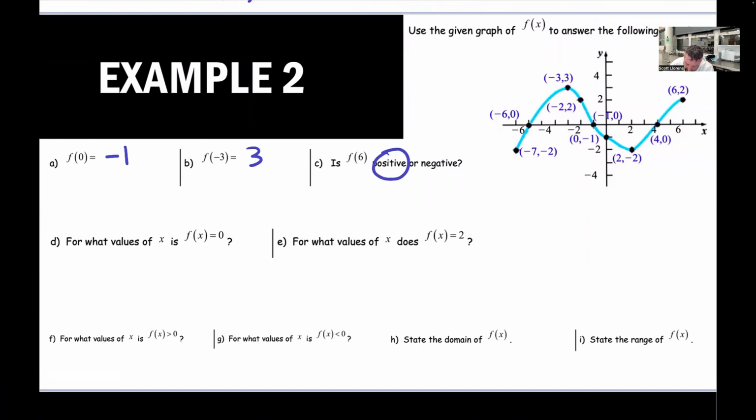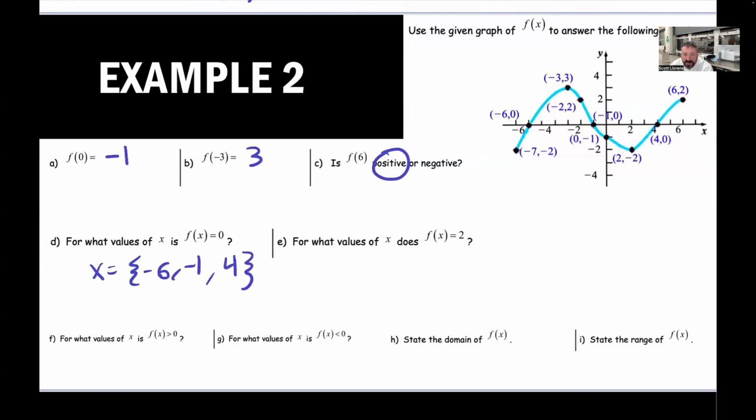For what values of x does f of x equal 0? This means when is the output 0? 0 is outside of parentheses, so when is the output 0? Well, that would be anywhere along the x-axis, which would be -6, 0, -1, 0, and 4, 0. So we're going to say -6, we're going to say -1, and we're going to say 4.